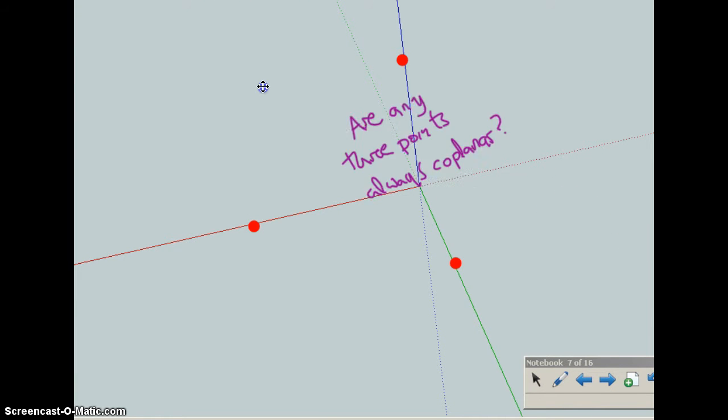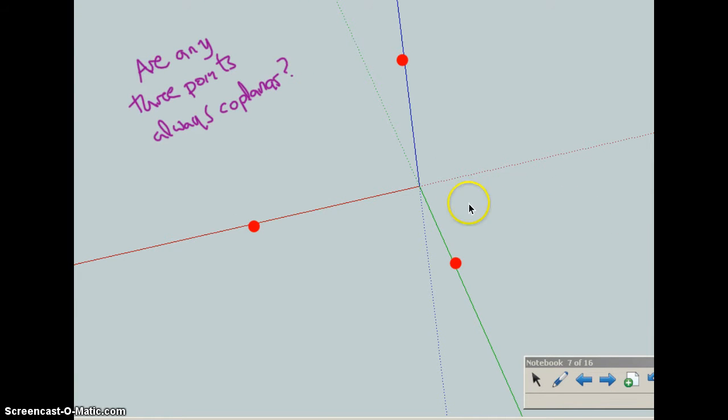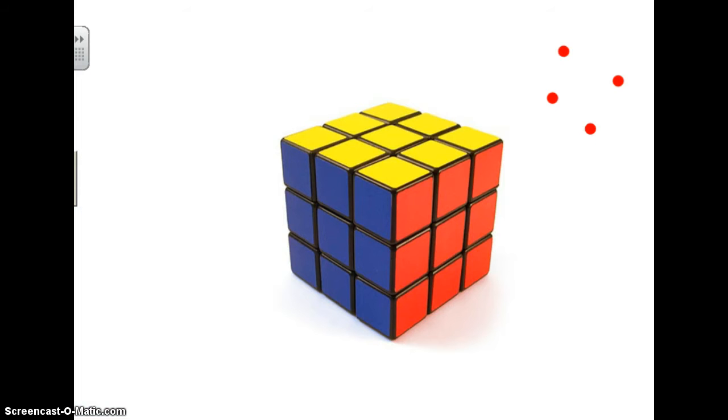Let's talk about the question, are any 3 points always coplanar? No matter where 3 points are in space, we'll be able to create a plane that contains them all. So no matter what, 3 points will always be coplanar.